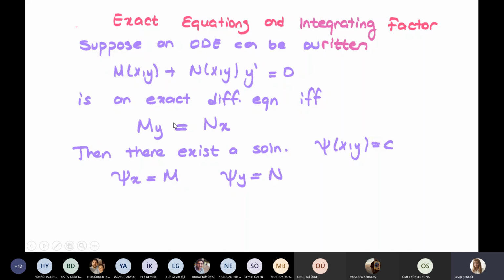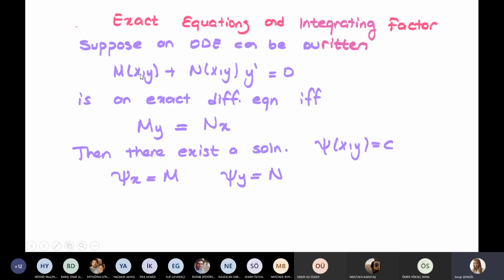And if it is an exact equation, you can say that there exists a solution in that form. And what does it say? This solution's derivative with respect to x should be equal to m, and this function's derivative with respect to y should be equal to n. Okay, I know that you don't understand anything. I want to point out again from the beginning very specific things.